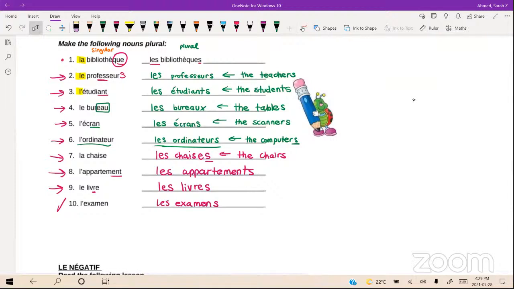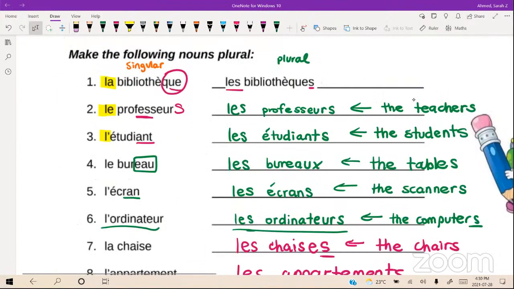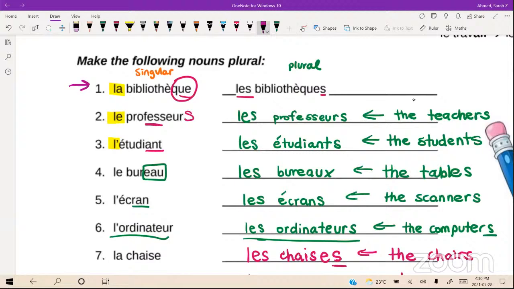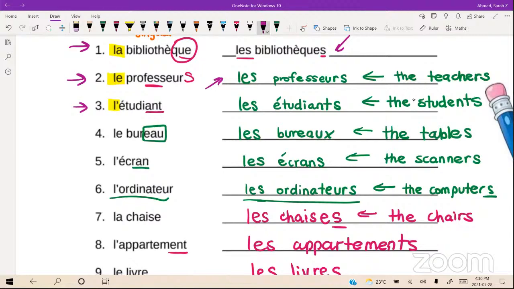Okay, so let's read through these one more time. Let me get a new card to point with. One second. Okay, so just repeat after me. La bibliothèque, les bibliothèques. Le professeur, les professeurs. L'étudiant, les étudiants. Very good. Le bureau, les bureaux.